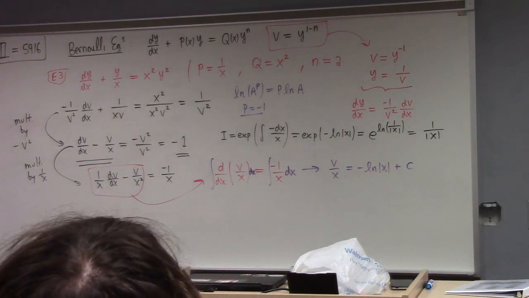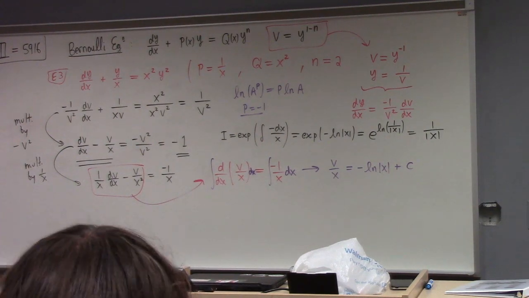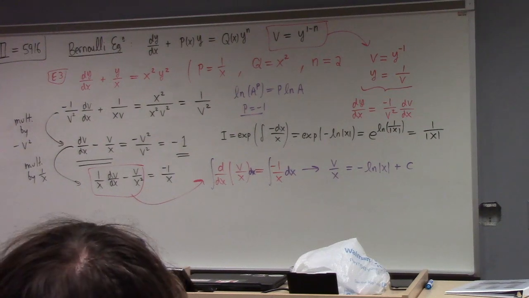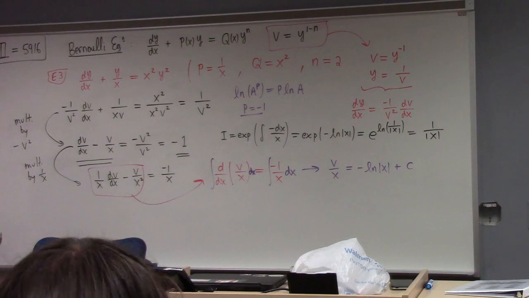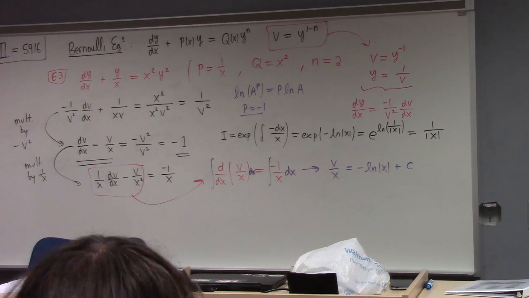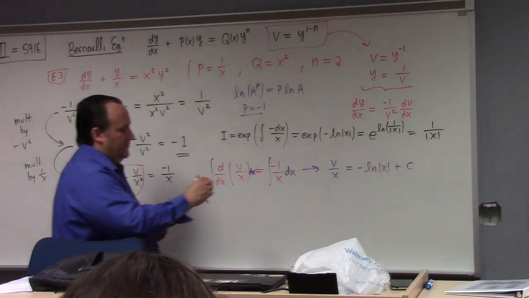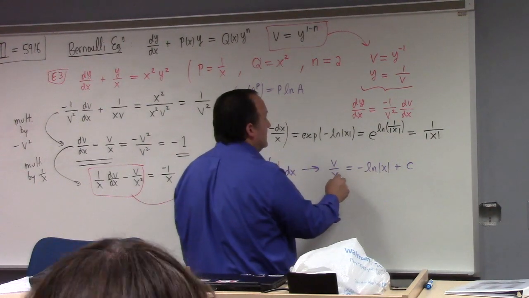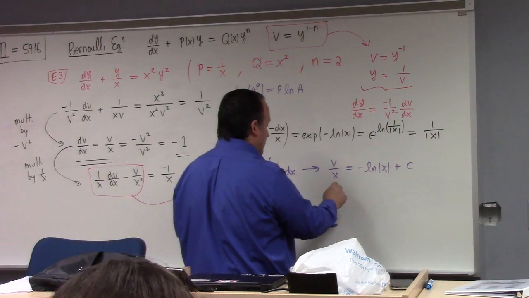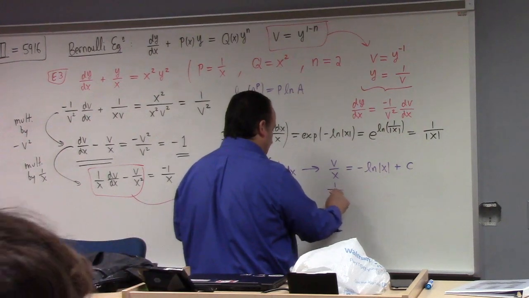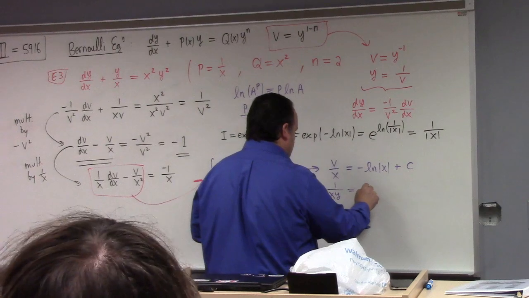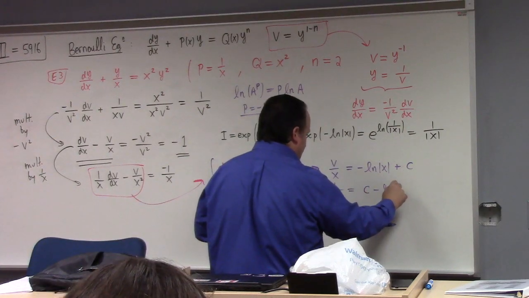Now, but many of us have forgotten it. It's okay. Now is the time to remember. Just don't forget again. Now, so what was v? V was equal to y to the minus 1. So we got 1 over xy equals a constant minus the natural log of the absolute value of x.